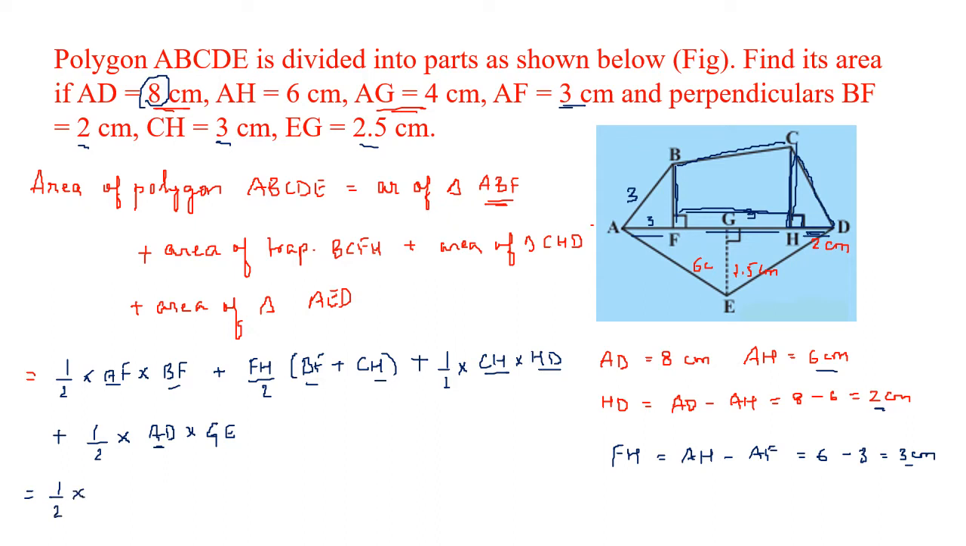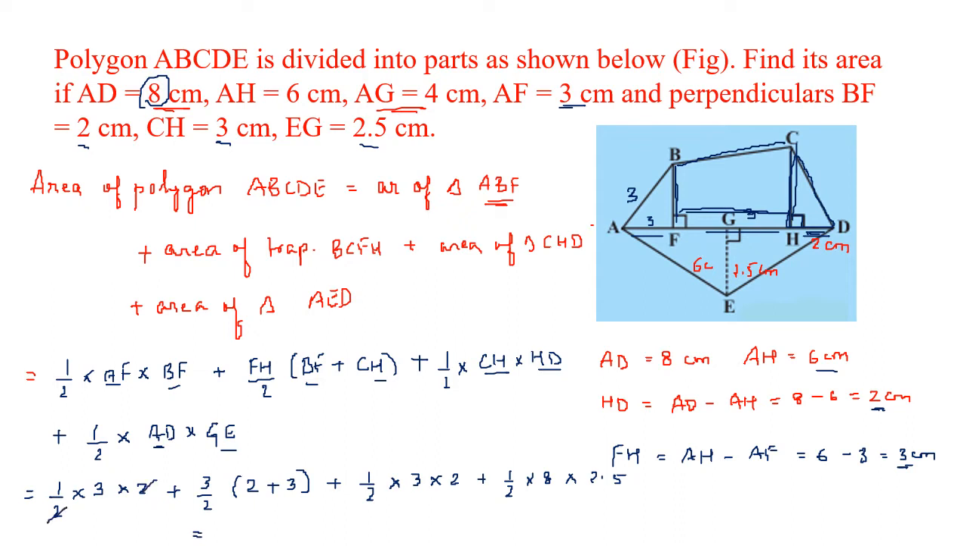Half into AF, which is 3 centimeter, into BF, which is 2 centimeter, plus FH, we have got 3 centimeter, upon 2, plus BF is 2 centimeter and CH is given as 3 centimeter, plus half into CH, which is 3 centimeter, into HD. We found out HD is 2 centimeter, plus half into AD, which is 8 centimeter, and G is given as 2.5 centimeter.